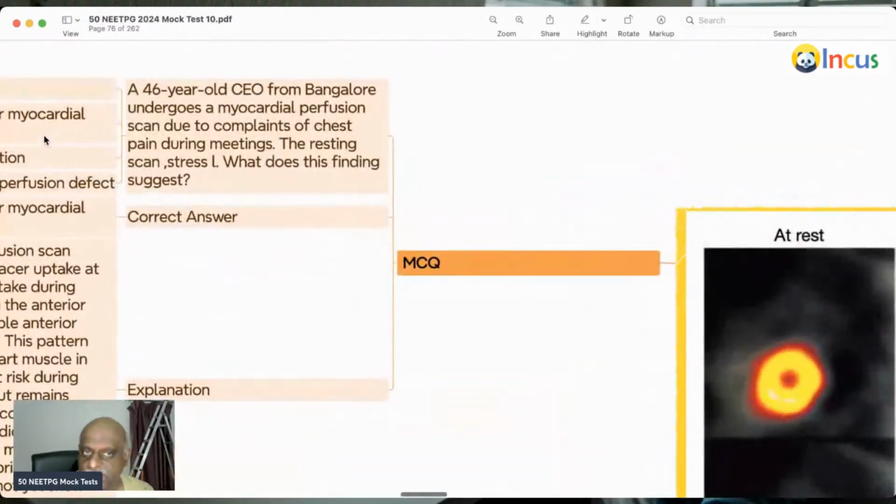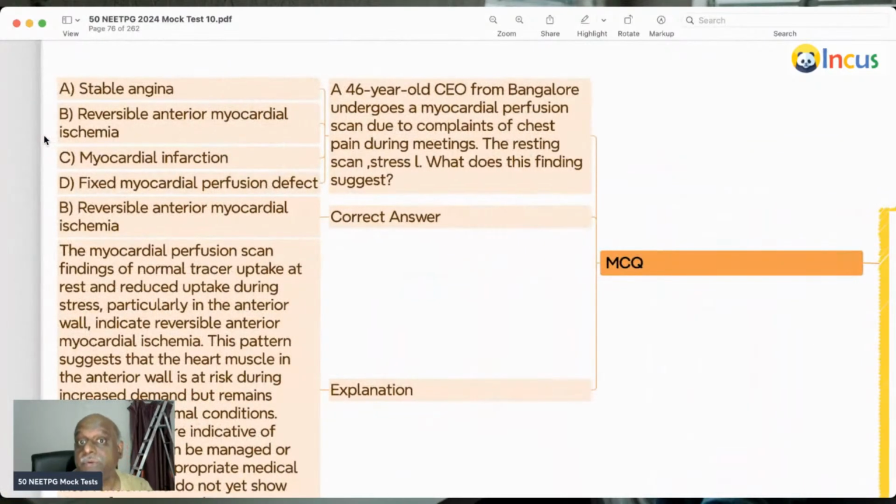Now, a 46-year-old CEO from Bengaluru undergoes a myocardial perfusion scan.